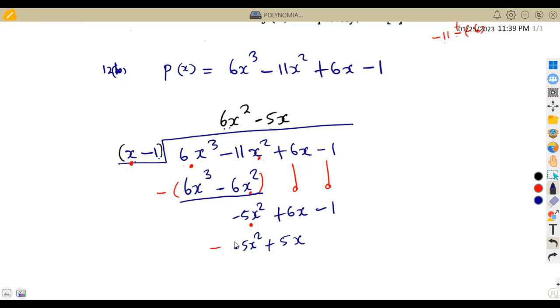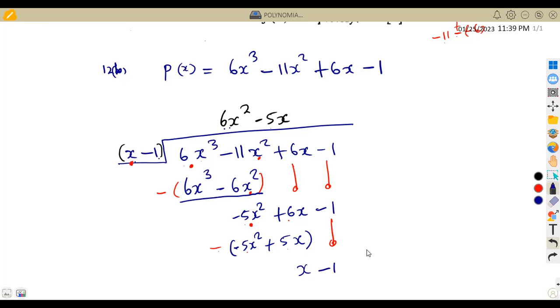Okay, so if we subtract, what are you going to have at the end? The negative 5x and the negative 5x are the same. So if you subtract, that's a 0 there. Okay, so 6 minus 5, that's 1. So it was supposed to be 1x, but 1x is the same as writing x. Then you drop the remaining number, which is negative 1, like that.